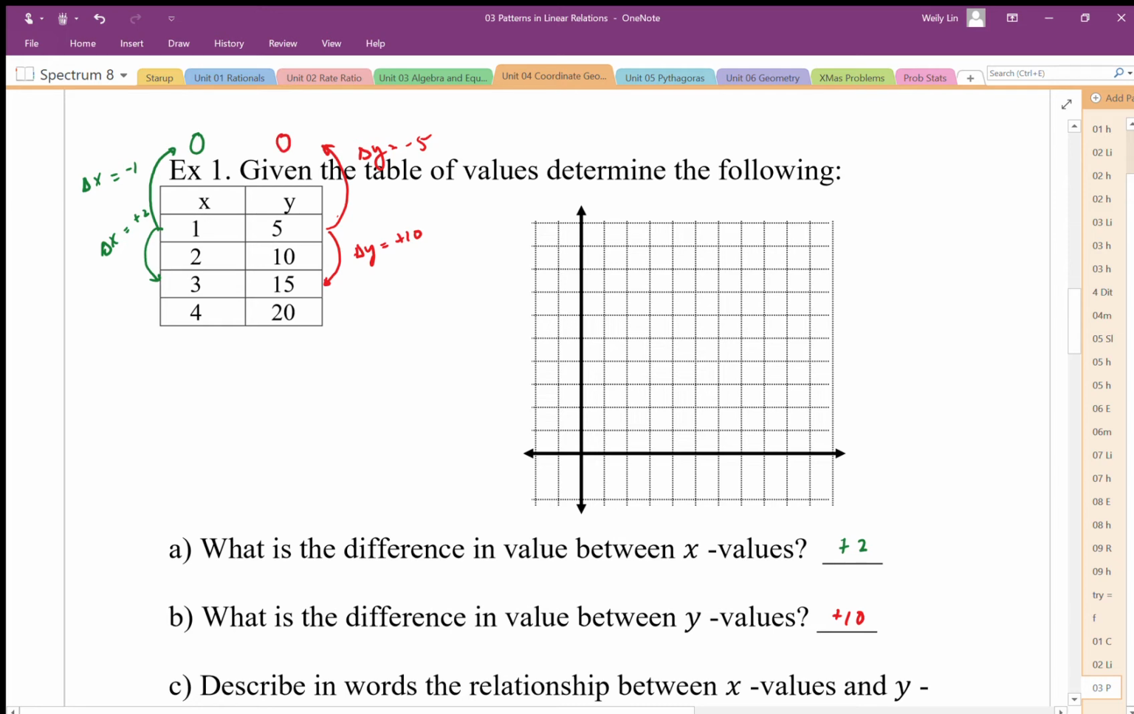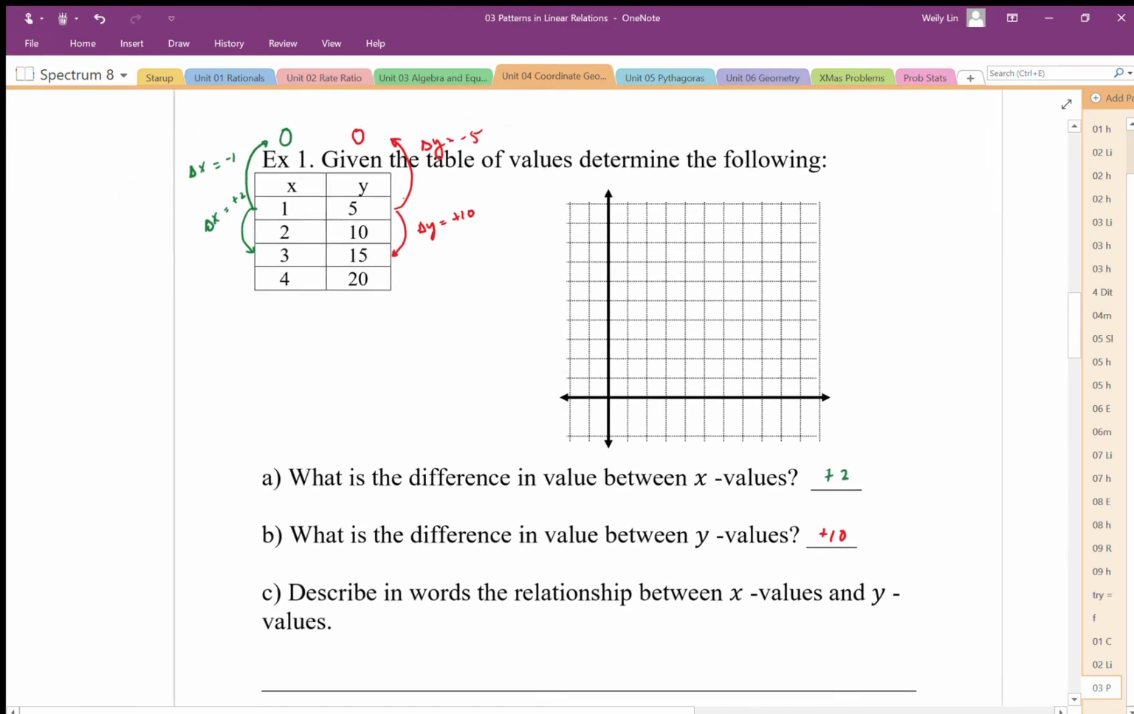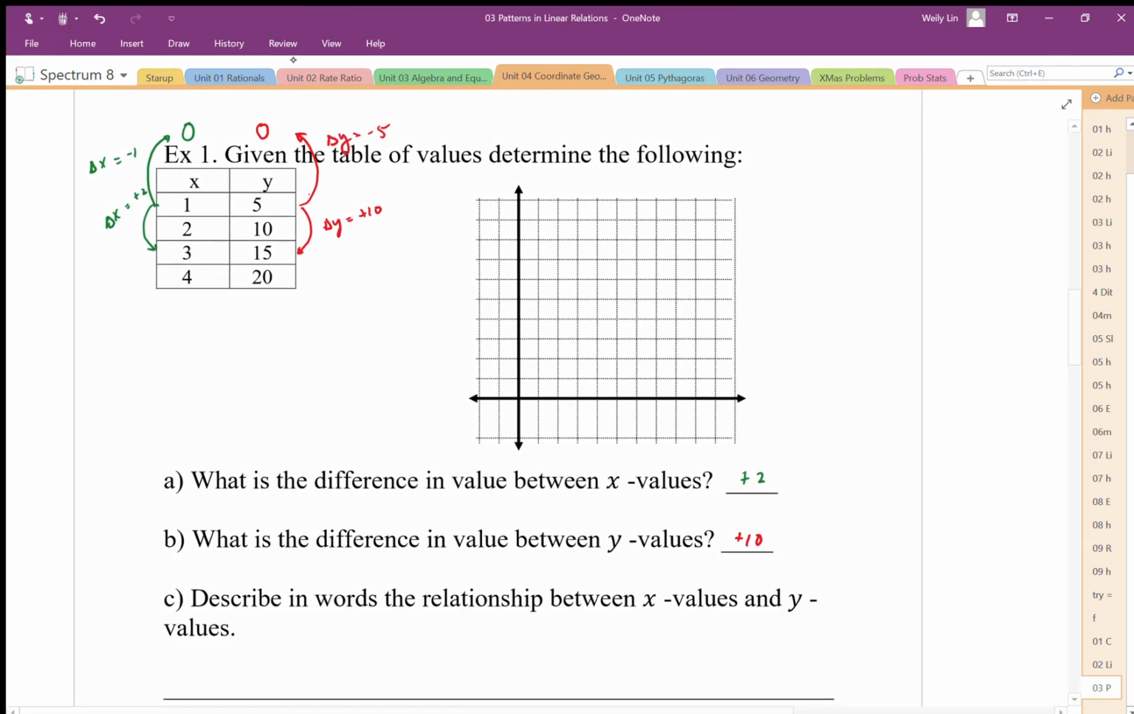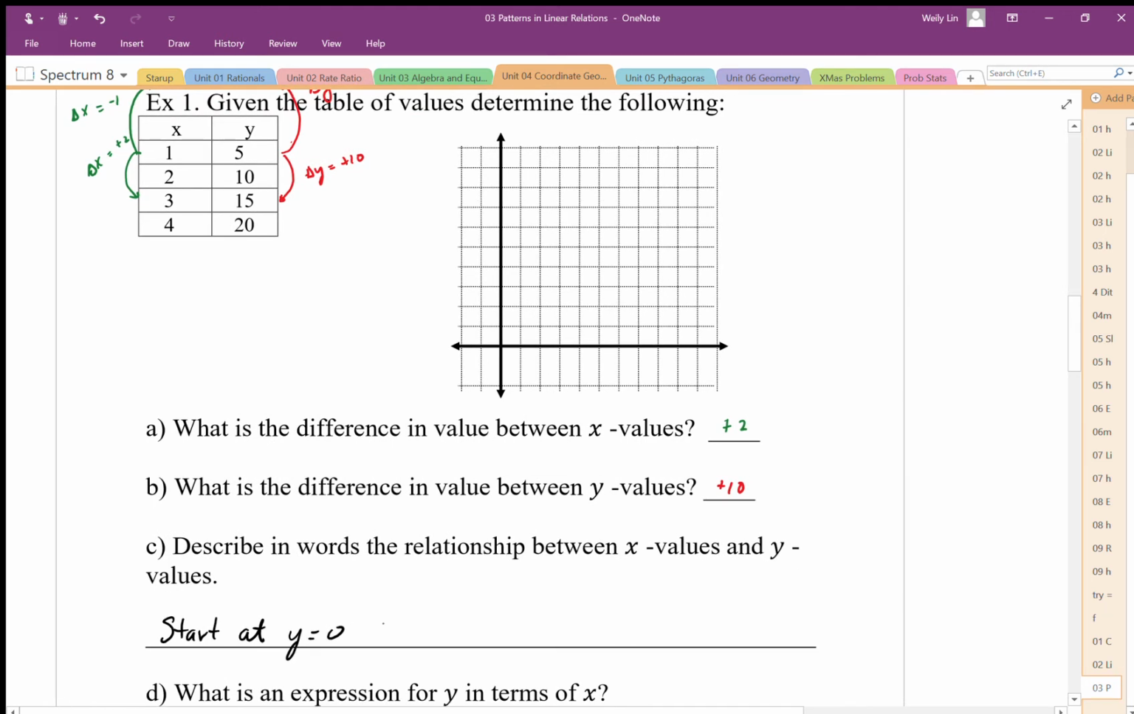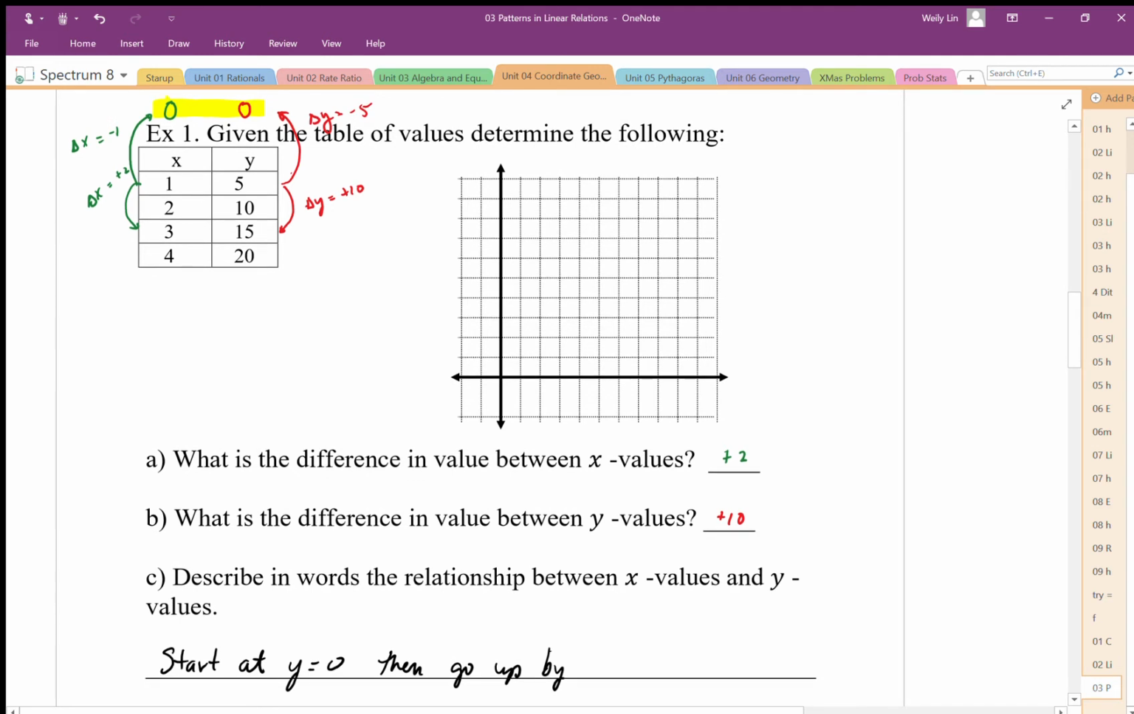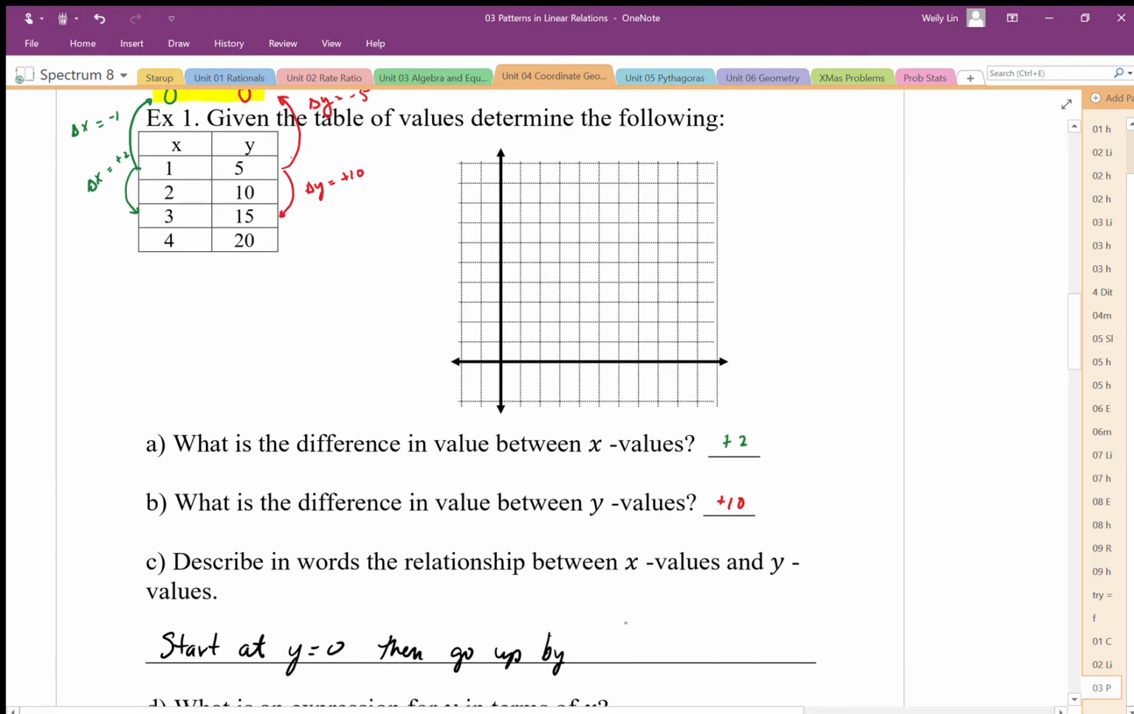Okay, so when I talk about describing this in words, we need a starting point, and a good starting point to always use is when x is 0. So I'm going to start at y equals 0, and then I'm going to go up by. So we can now describe the ratio of change, how we increase this, or the angle that we're going to go at, or the slope. So I'm going to go up like this. I'm going to go up by +10 on the y.